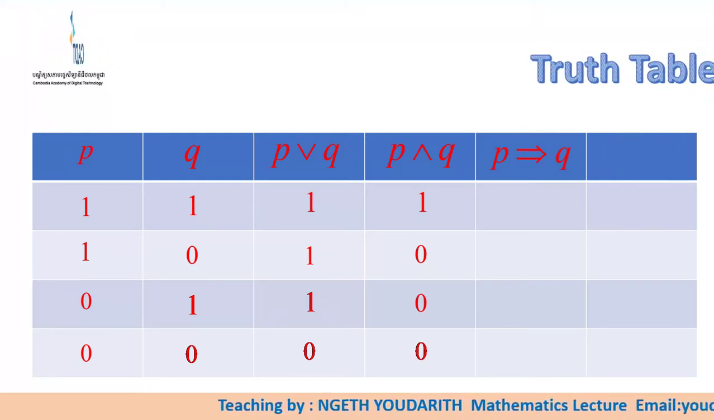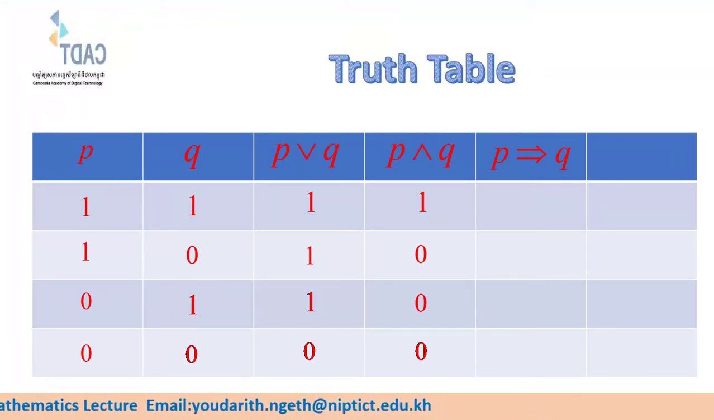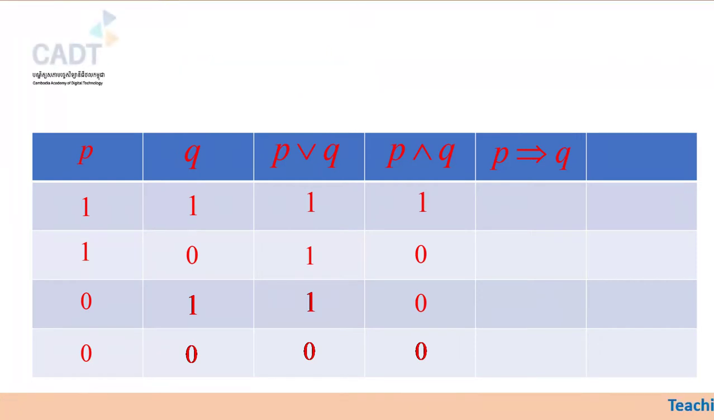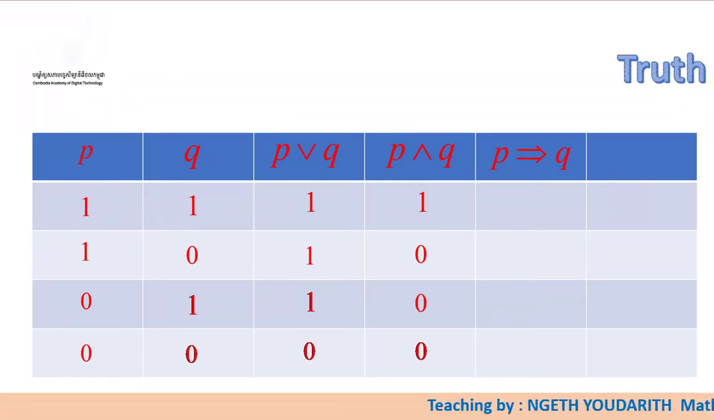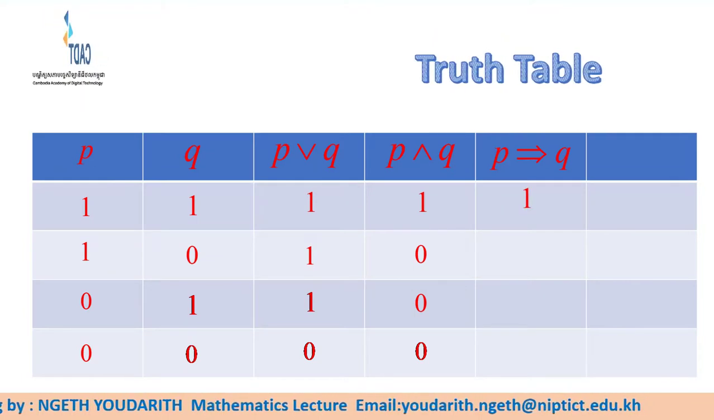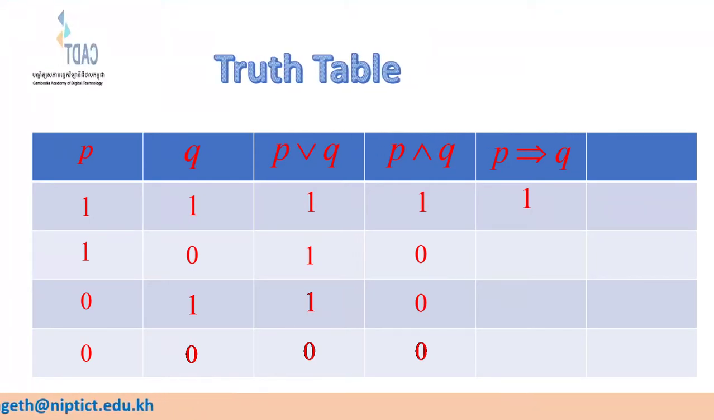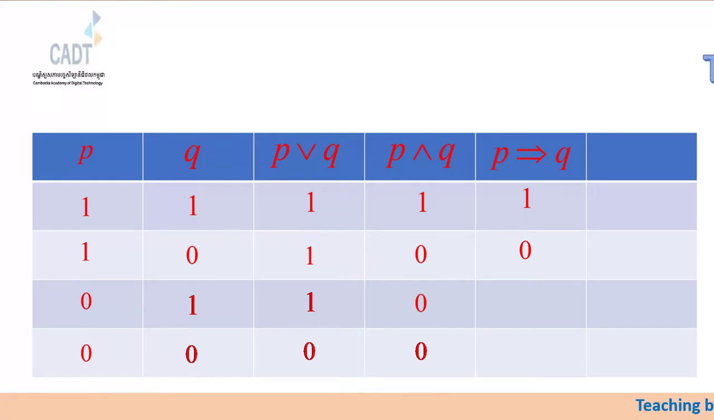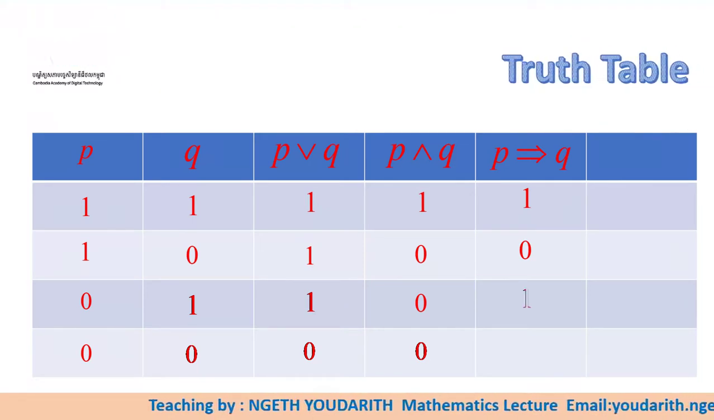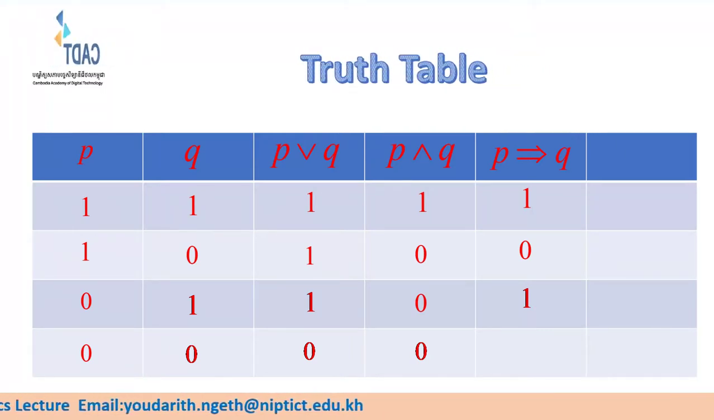And imply. P implies Q is false in one case. It is false when P true, Q false. Otherwise it is true. So now P is true, Q is true, so P implies Q is true. P is true, Q is false, so P implies Q is false. P is false, Q is true, so P implies Q is true. P is false, Q is false, so P implies Q is true.